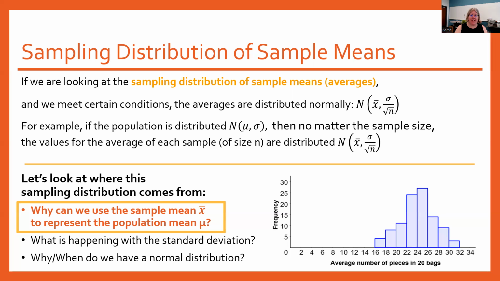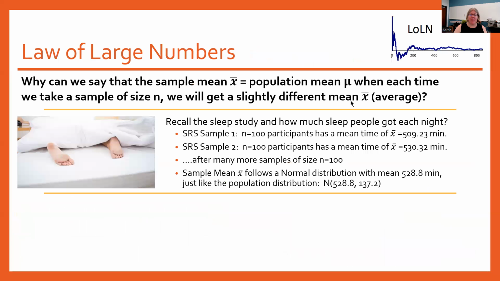So the first question I want to take a look at is, why can we use the sample mean x bar to represent the population mean mu? I want to revisit that sleep time problem from earlier. Recall that first sample of 100 had a mean time of 509 minutes of sleep. The second random sample of 100 had a mean sleep time of 530 minutes. They kept repeating that over and over again.